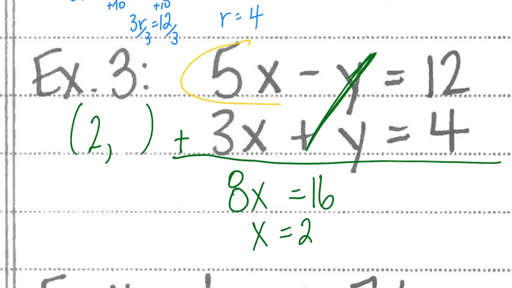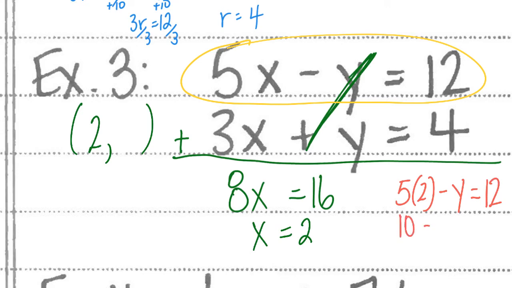Let's plug it in. I always plug it into an original. So I know 5 times 2 minus what gives me 12? Well, 10 minus y is 12. When I subtract 10 from each side, negative y equals 2. So y has to equal negative 2. So that ordered pair is 2 and negative 2 for your x and y. Great job.